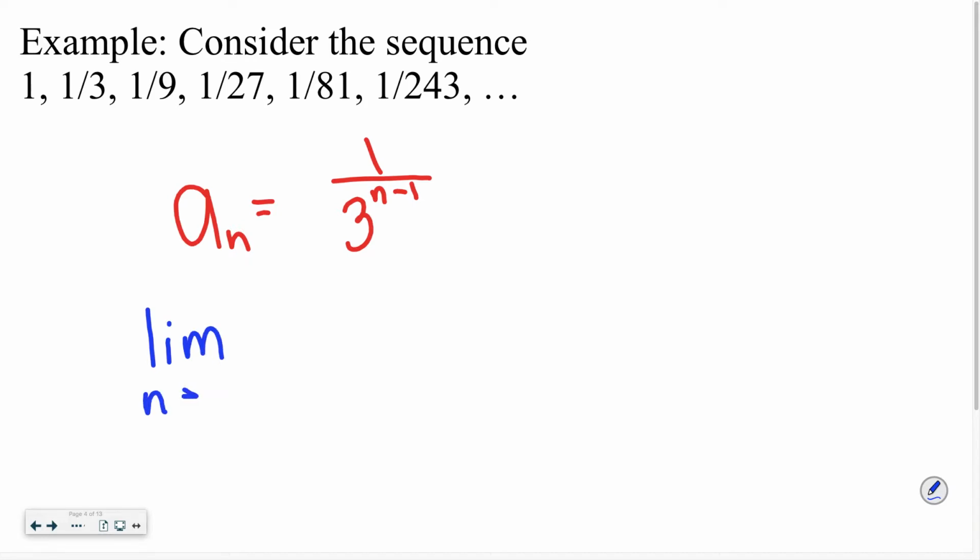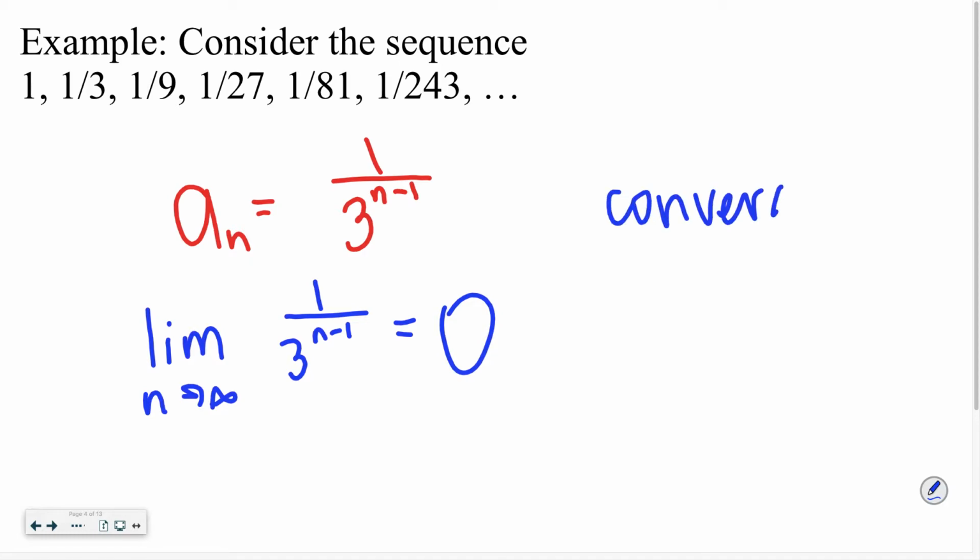The limit as n approaches infinity of 1 over 3 to the n minus 1 would be what? 0. So this sequence converges. Excuse me, this sequence converges to 0.